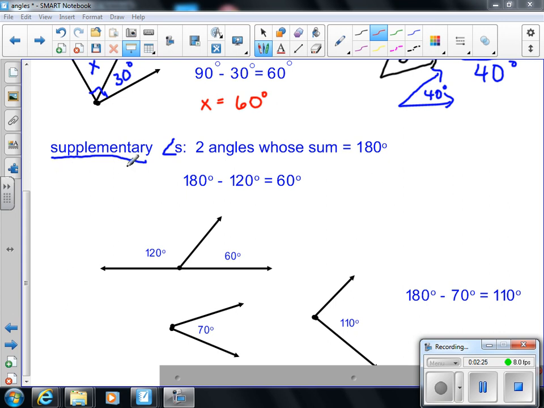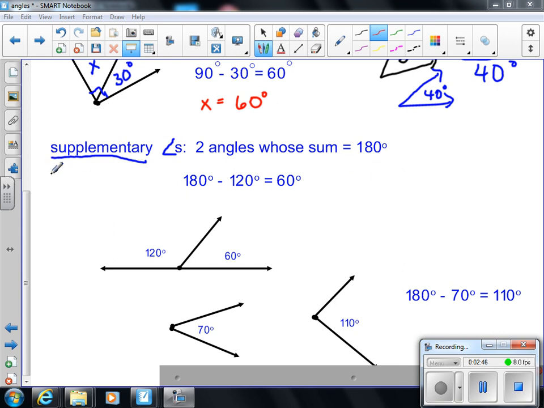All right, now let's talk about supplementary angles. Supplementary angles are two angles whose sum is 180 degrees. The way I can keep these two straight is that C comes before S in the alphabet. So C is the 90 degree or the smaller degree measure. Supplementary is the 180 degree measurement. That's how they add up to be 180.